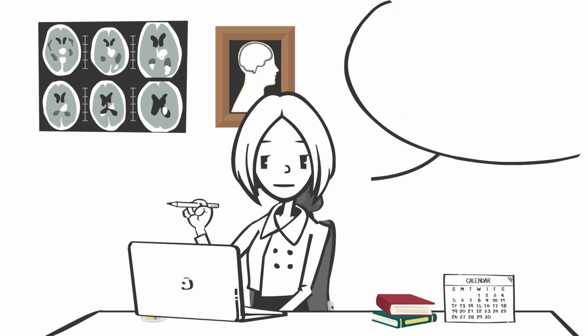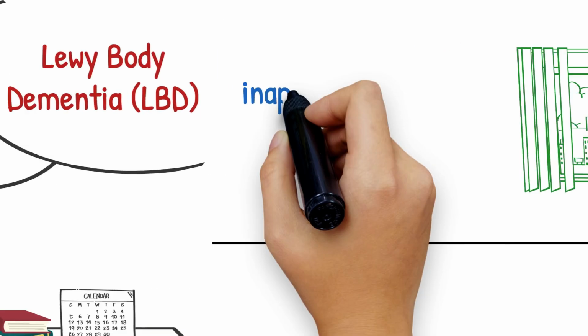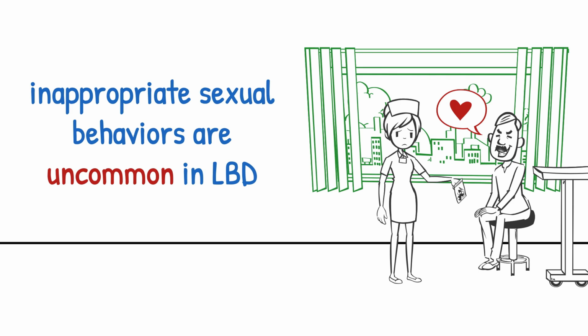Lewy body dementia. Now, let's discuss Lewy body dementia, LBD. While inappropriate sexual behaviors are uncommon in LBD, as in some other forms of dementia, they can still occur as part of the broader range of behavioral changes.